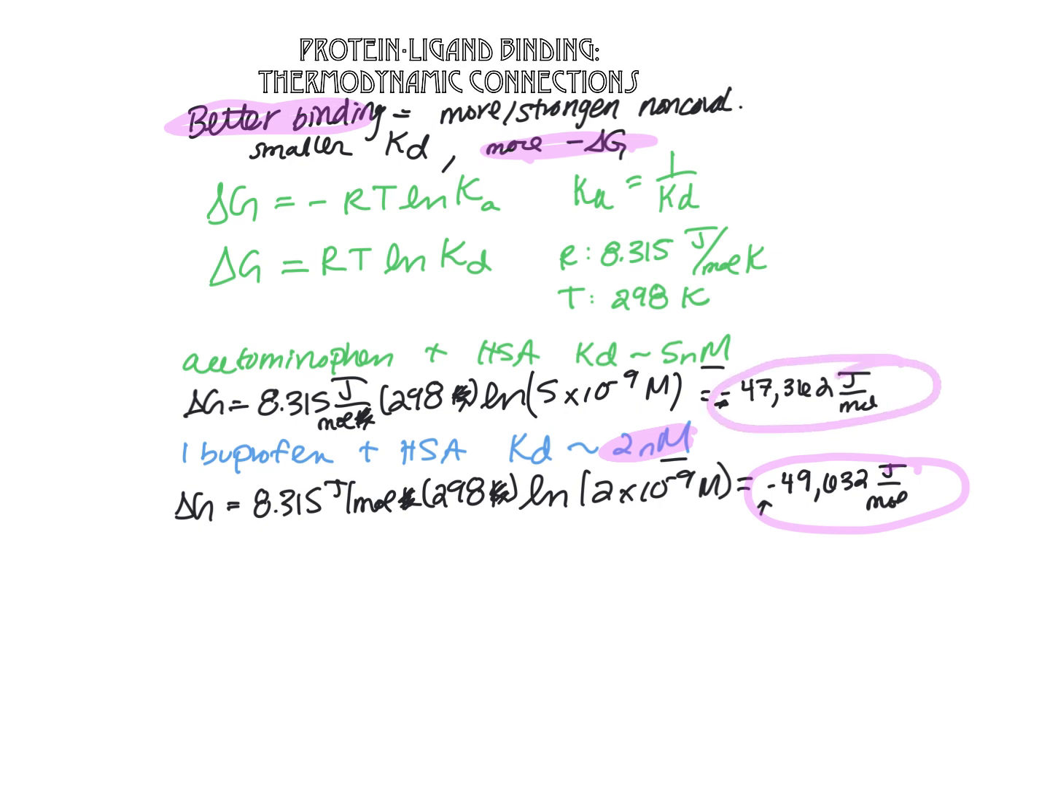If when you're doing these calculations you don't get a negative delta G at all, you've done something wrong. Like for the interaction to occur, they must be interacting, forming non-covalent interactions, and that will have to give you a negative delta G. So that all checks out. So what does that tell me?